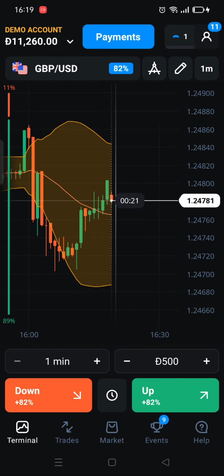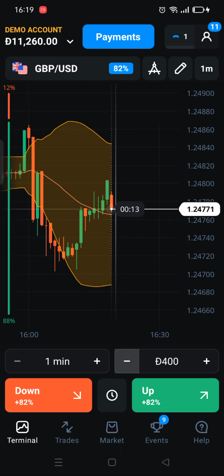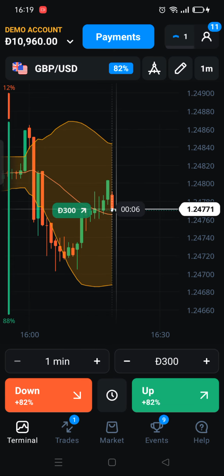So we earned $1,260 in 3 minutes. So that's a trade, guys. Now we choose $300 for a buy. First we analyze the chart, then second we trade. Everyone knows, but let's see. Again a $300 buy.